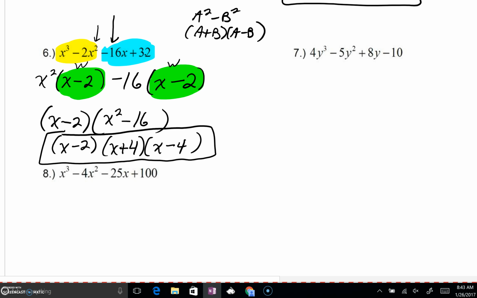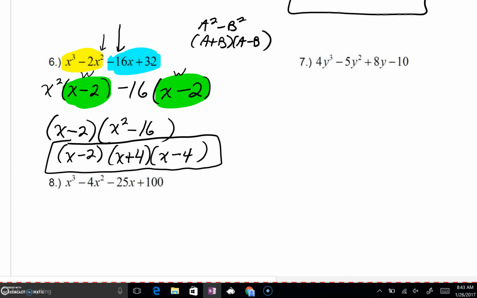Okay? So, lots going on. Let's take a look at number 7. Guys, as we look at number 7, let's take a peek right here at the first two terms and the last two terms. What could I divide out from a 4y to the third and a minus 5y squared? What do you think I can pull out? Y squared. And what's left then? 4y minus a 5.